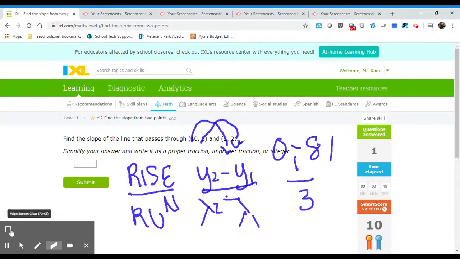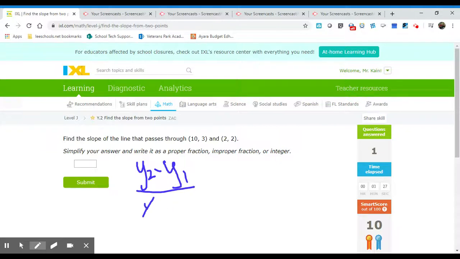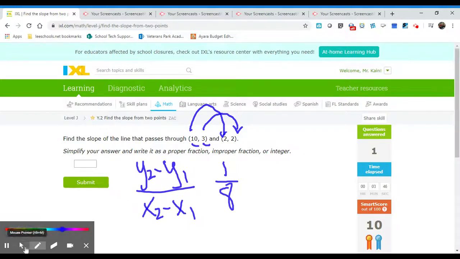Okay, let's get rid of all this and let's do a couple more. So again, what do we have to do? We have to do y2 minus y1 all over x2 minus x1. So basically subtract your y's and then subtract the same x's. So start with a bigger y. 3 is bigger than 2. So 3 minus 2 is 1. And since you started with this 3, you have to start with this 10. So 10 minus 2 is 8. So 1/8 is your answer. And you cannot simplify that, so we're good to go.